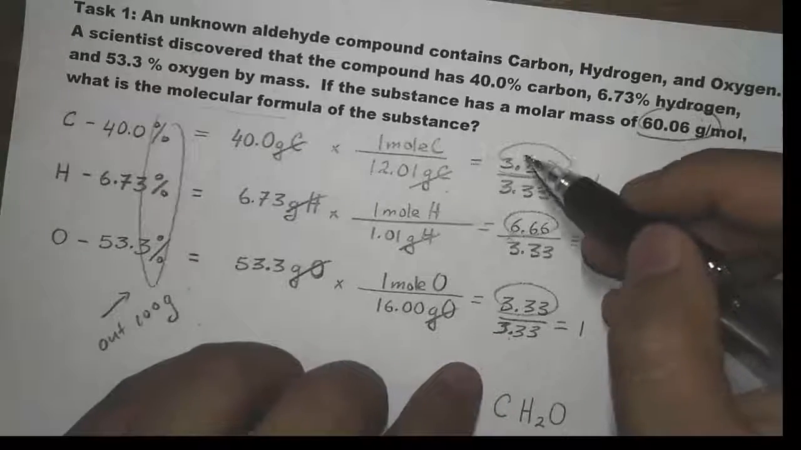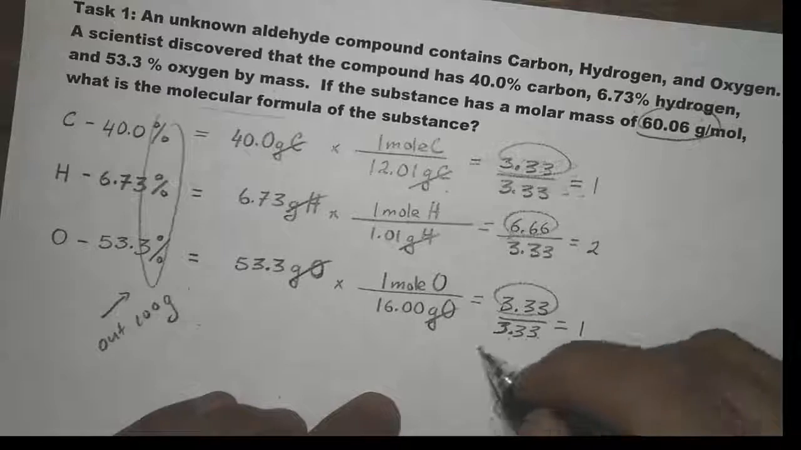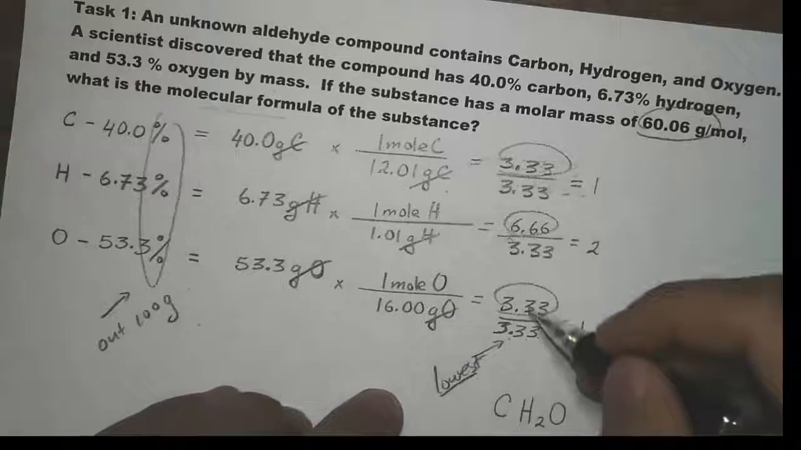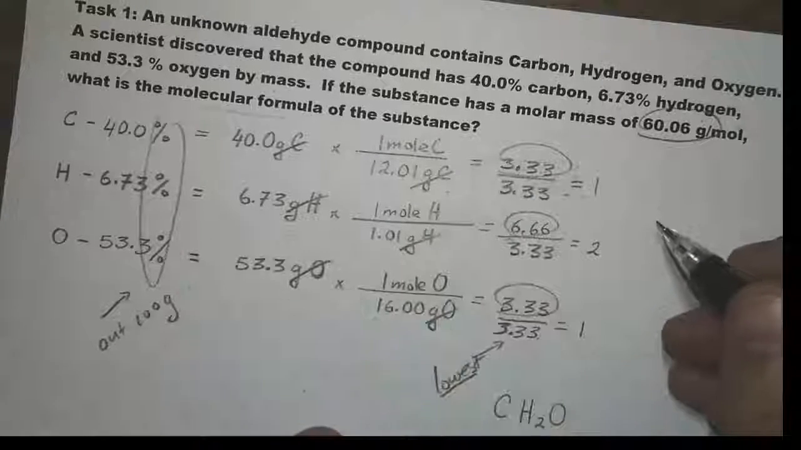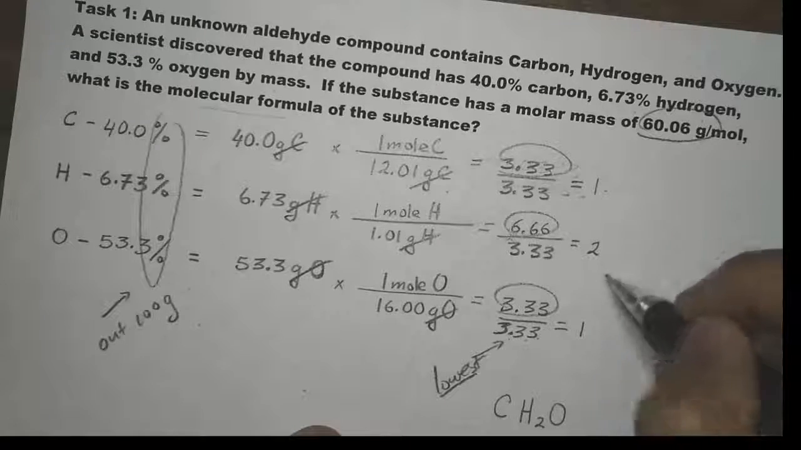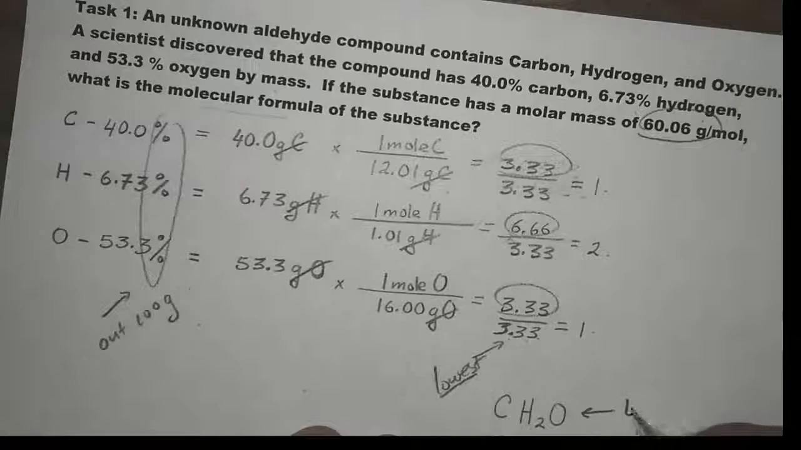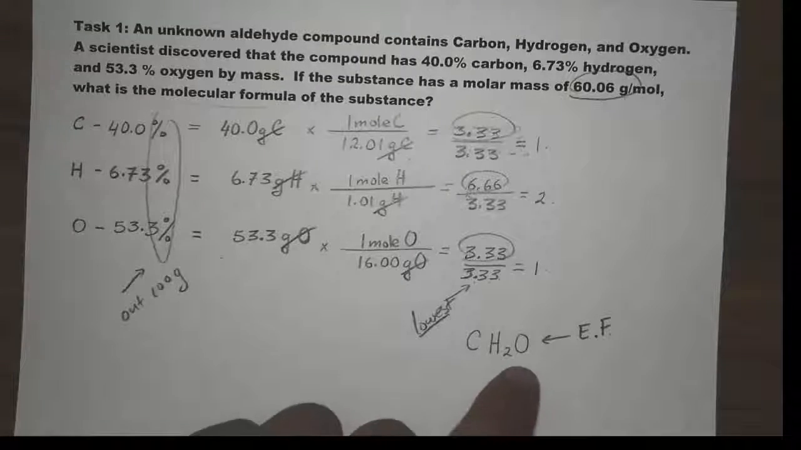And why do I divide all the moles by 3.33? Because that is your lowest number of moles. We want to compare our moles in terms of the lowest, so that way we have the ratios of whole numbers. And it turned out to give us 1 carbon, 2 hydrogen, and 1 oxygen. And this is our empirical formula, abbreviated with EF. Okay, so we figured out our empirical formula.